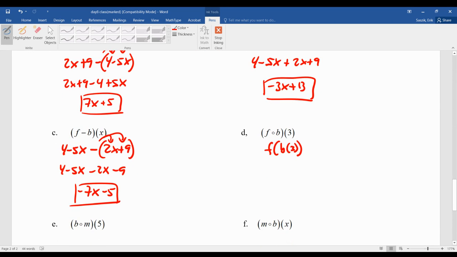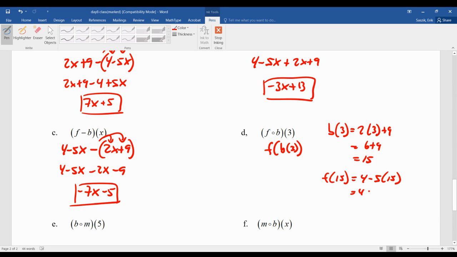If you guys remember, I said, now you don't have to write this. You start with the middle. So we're going to do the b of 3 first, okay? We start with the middle, and you guys were doing a pretty good job on this. So b of 3 would be 2 times 3 plus 9, 6 plus 9, which is 15. Now remember, we don't do f of 3. We now do f of what we got. So we do f of 15. And that's going to be what? 4 minus 5 times 15.